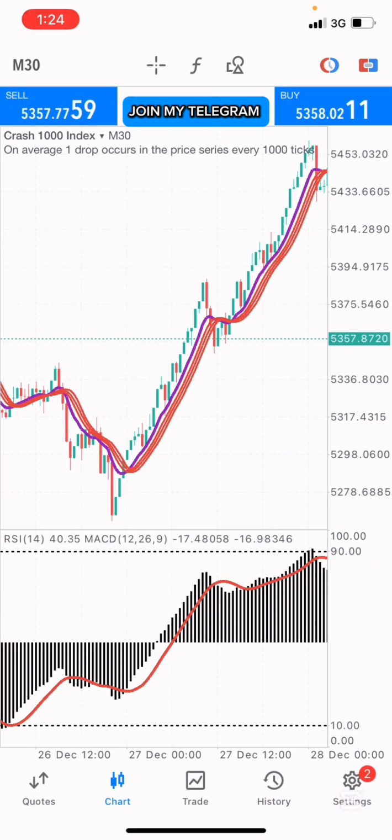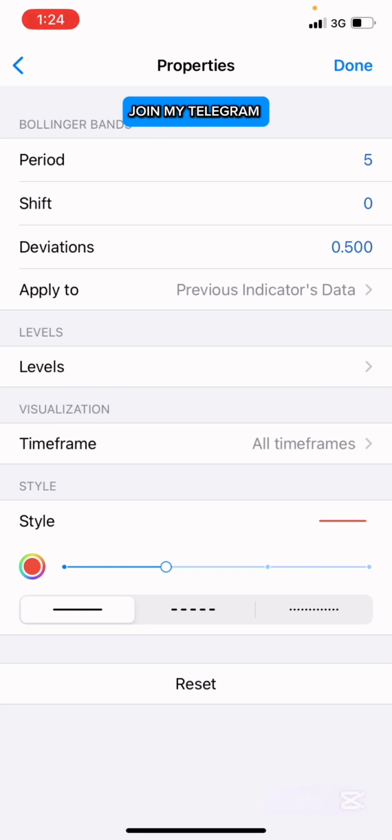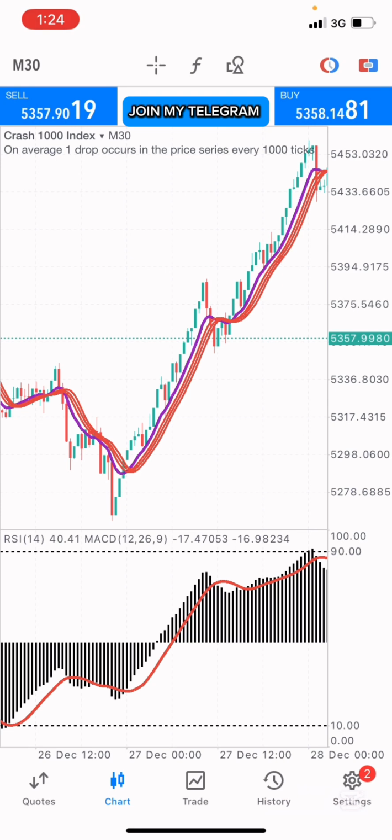The second indicator is going to be the Bollinger Bands. The Bollinger Bands is going to be on the main window as well. When you put that on the main window, you put the period to 5, shift 0. Deviation is going to be 0.500. Then you apply to previous indicator data. For the style, you put that on 2 pixels with color red. Then you click on done. It's going to be like this.